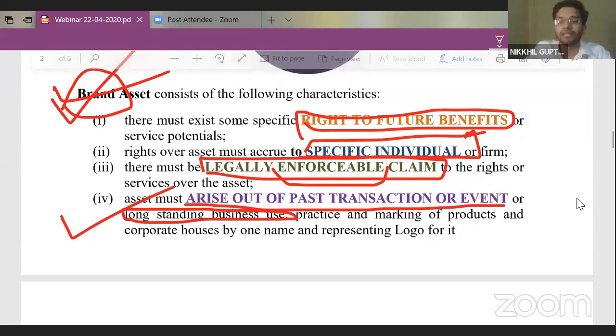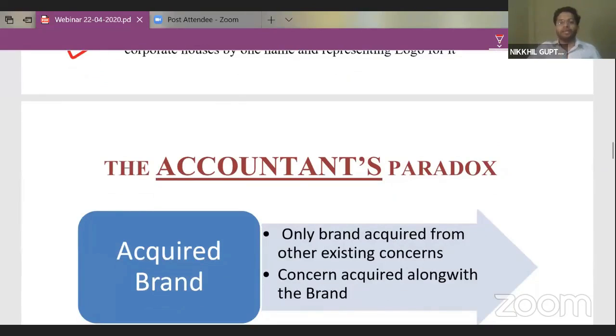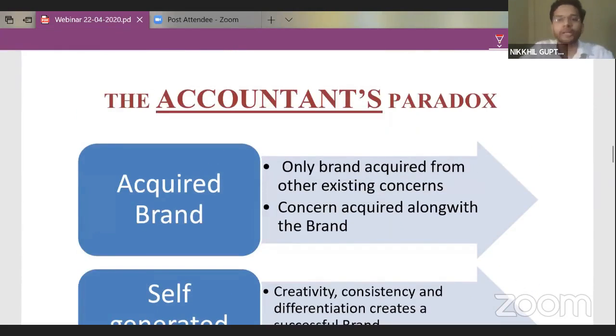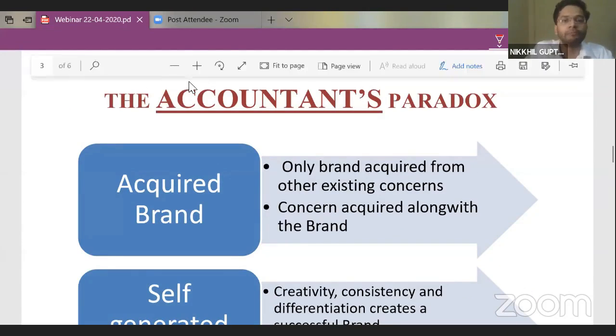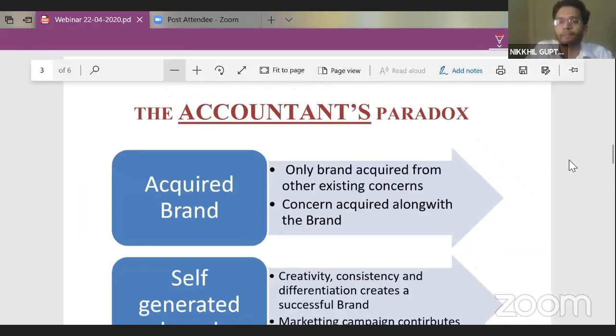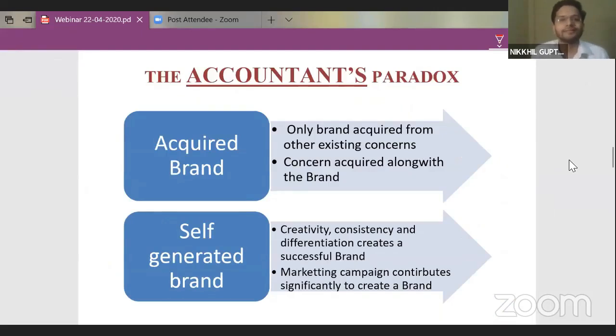So these are the characteristics or features of a brand asset. Okay, now let me introduce you to the accountant's paradox. First of all, I want to know, what do you mean by an accountant? Who is an accountant? Have you ever heard this word accountant? I want one word answers.